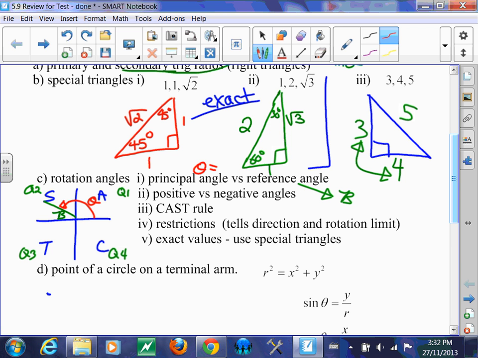Just remember that both the principal angle and the reference angle, if you're using any of your trig ratios, will lend itself to be equal or equivalent expressions. For example, okay, if I said that my reference angle equals 30 degrees, the sine of 30 degrees is going to equal, if we take a look at this diagram, the principal angle is going to be 180 subtract 30, which would be 150. So sine of 30 degrees is going to equal sine of 150 degrees.